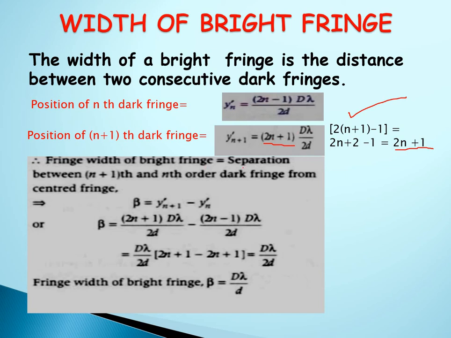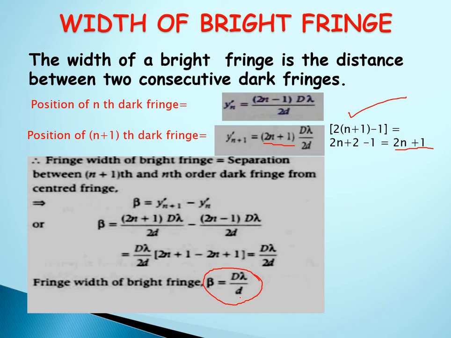So the fringe width of a bright fringe is the separation between the (n plus 1)th and the nth order dark fringe from the central fringe, so y'(n+1) minus y'n. After doing this calculation, you will get the fringe width beta as lambda D by d, which is the same as the width of a dark fringe. So what is our conclusion? Both dark and bright fringes have the same width.